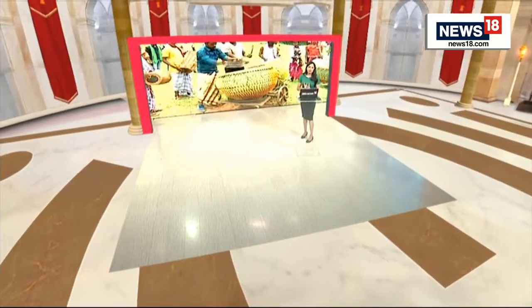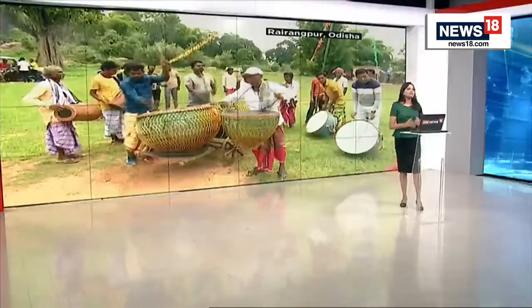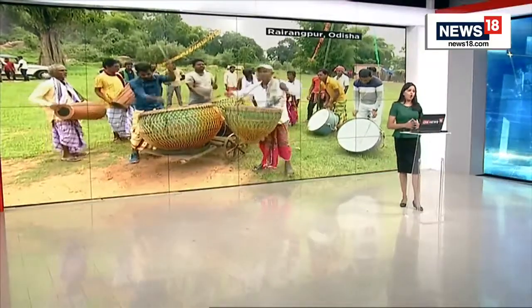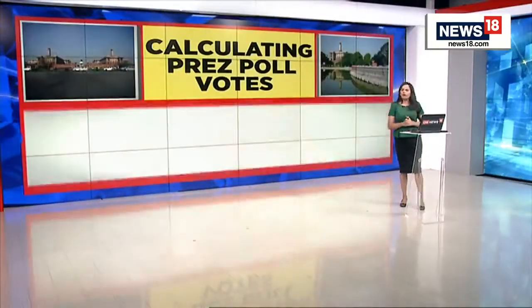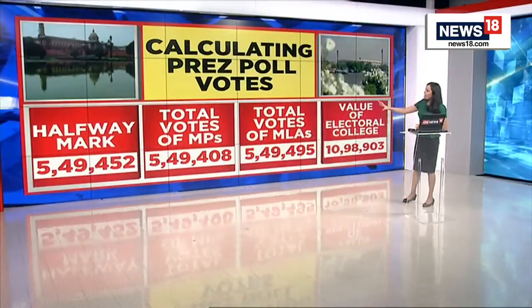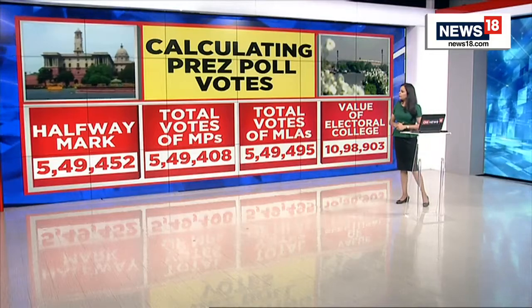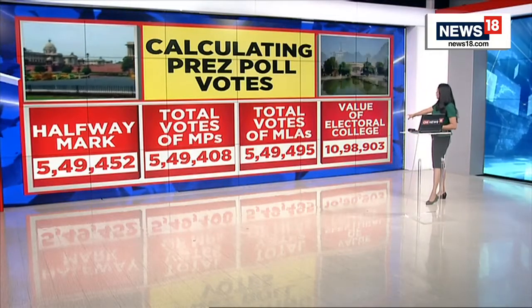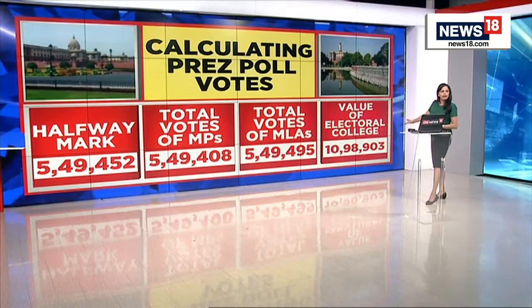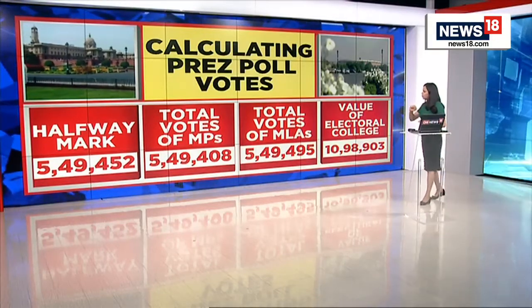Now, going from there to the numbers, let's tell you more about the numbers. They are stacked in favor of Droupadi Murmu. What does this election with the Electoral College really look like? The halfway mark is about 5,49,452. Look at the value of the Electoral College votes. Total is about 10,98,903. That's the total number of votes we're looking at.